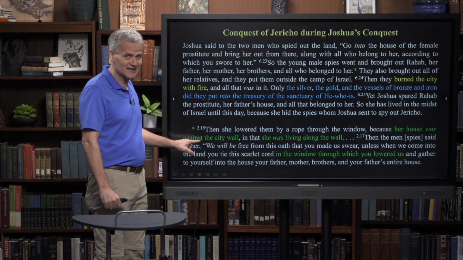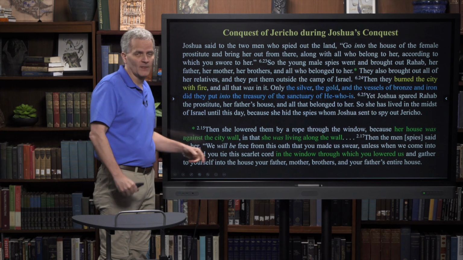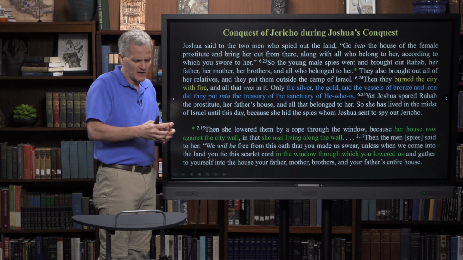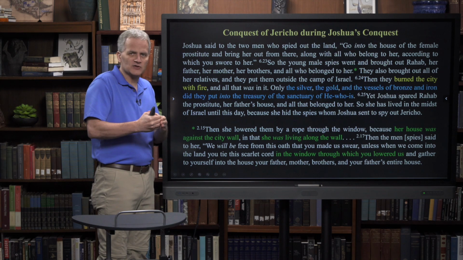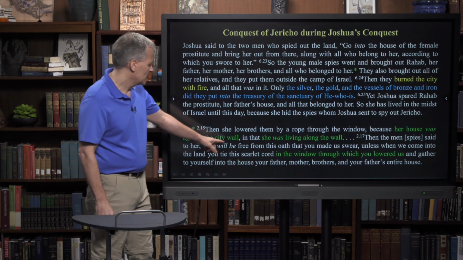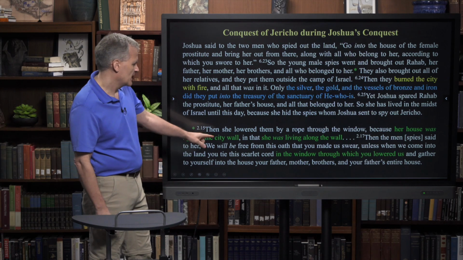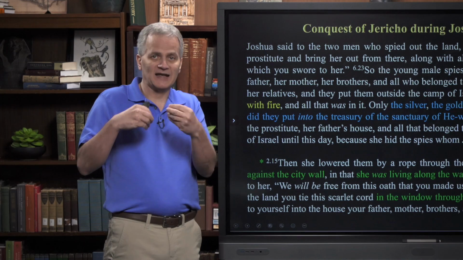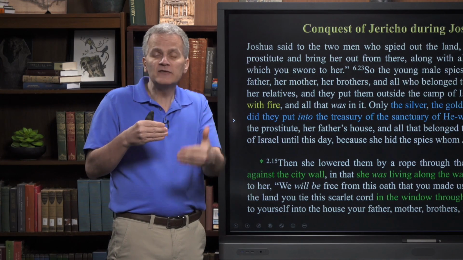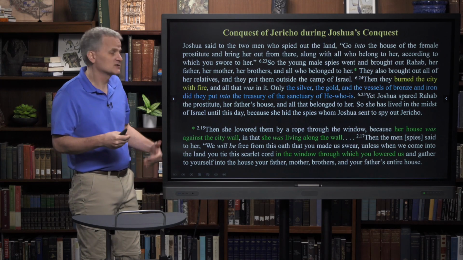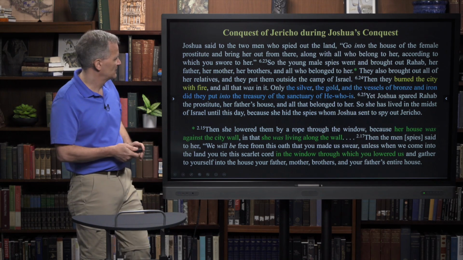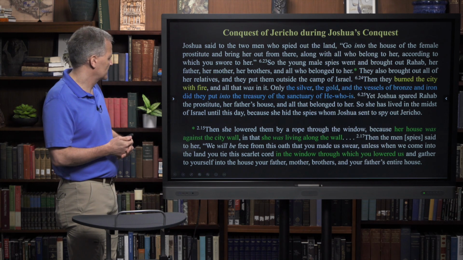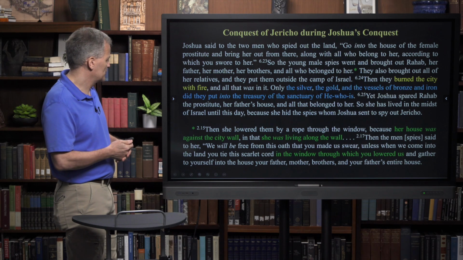Rahab's house was located against the city wall, right? So that being the case, there needs to be, or should be, evidence somewhere on the site of houses abutting the city wall. Was that true? She was living along the wall, and then finally in the window through which you lowered us. So a window would have to be accessible to leaving the city. And if that is the case, then it can work. Jericho would be a viable candidate, or the site of Es Sultan would be a viable candidate for Jericho.